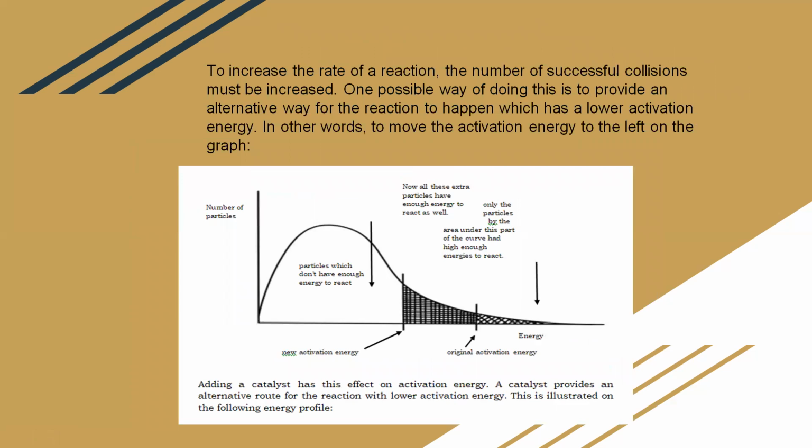To increase the rate of reaction, the number of successful collisions must be increased. One possible way of doing this is to provide an alternative way for the reaction to happen, which has lower activation energy. In other words, to move the activation energy to the left on the graph, so we'll have here a new activation energy. All right, so in this part, we have particles which don't have enough energy. Now all these extra particles have enough energy to react. Only the particles under this part of the curve have enough energy to react. So this is a new activation energy, and this is the original activation energy. Adding a catalyst has this effect on the activation energy. A catalyst provides an alternative route for the reaction with lower activation energy. This is illustrated on the following energy profile.